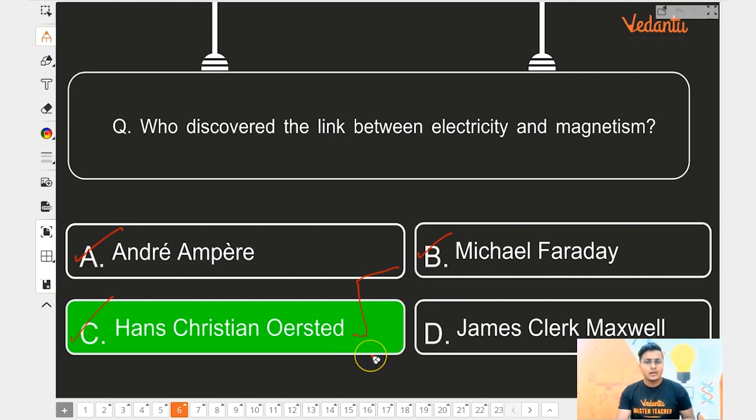So let me take you guys to a story where you will see how Ørsted actually got this idea that electricity and magnetism are interrelated to each other. Let us see that. In this way, you will understand the first topic for today, that is, what is the magnetic field carried by a straight current carrying conductor? You will understand that by just understanding the story of Mr. Ørsted. So let's just look into it.